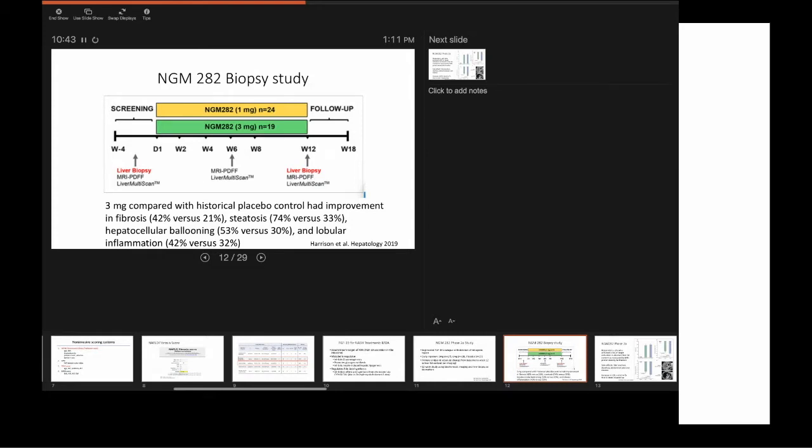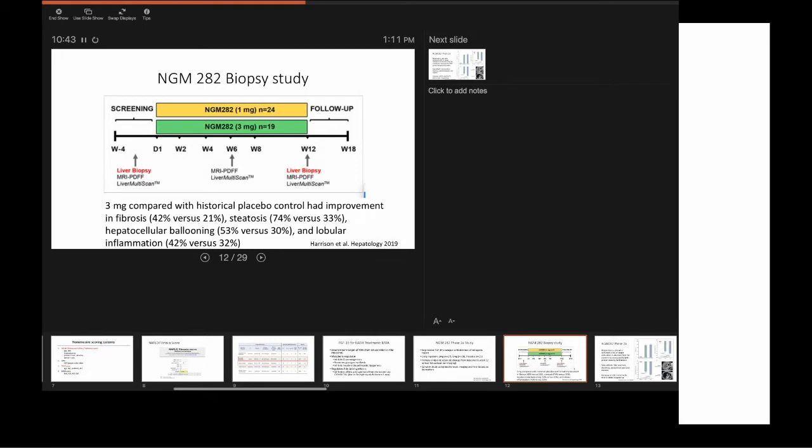And this is the one that actually used the liver multi-scan, which is a Perspectum study that I'll go into later. Perspectum, we're doing work with them. And that's also a non-invasive biomarker utilizing imaging. And the really interesting thing about this is this was the first study to do biopsies after 12 weeks looking for a response.